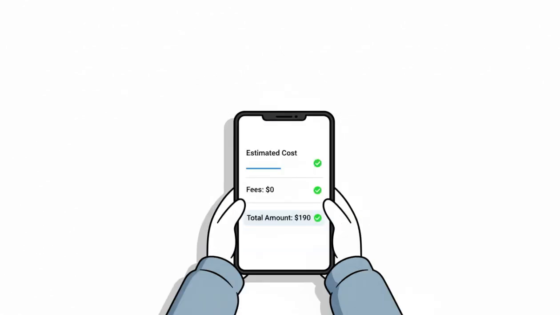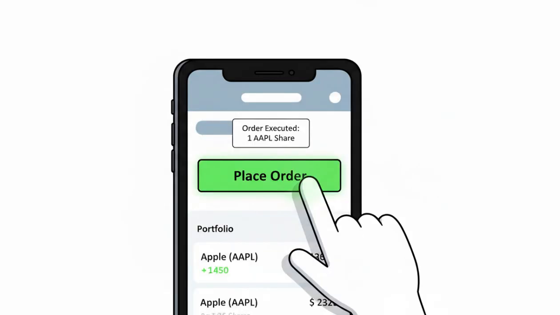Before confirming, review the order summary. It will show the estimated cost, any fees. Many brokers now charge $0 commission for U.S. stocks, and total amount. Once you're satisfied, click Place Order or Confirm. That's it. You now officially own shares of Apple. They will appear in your portfolio section.